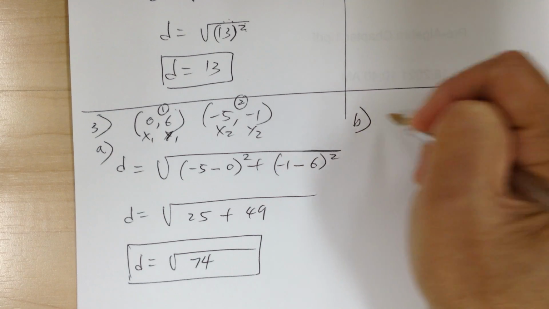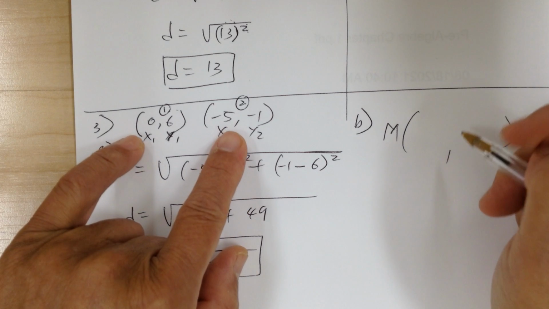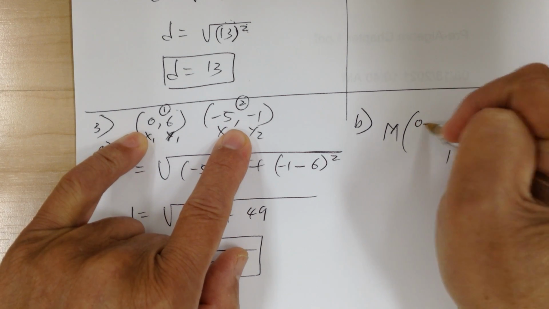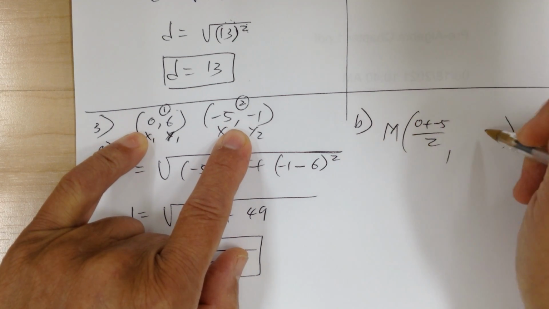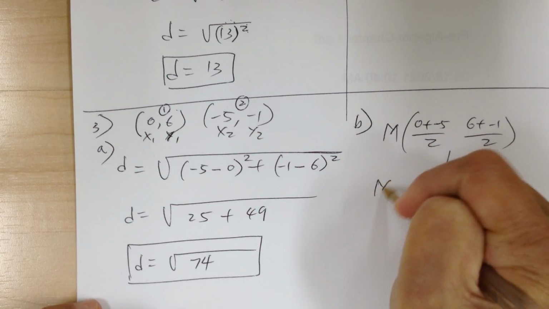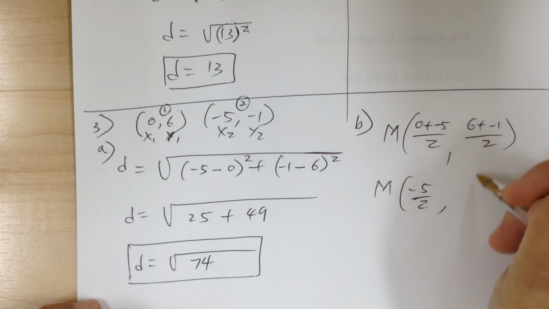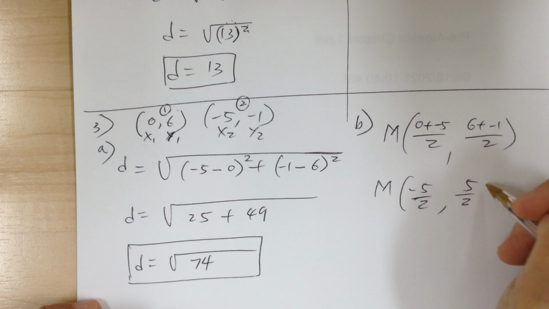Okay, for part B, the midpoint. So you can just average the two, so we've got 0 plus -5 over 2, and over here you got 6 plus -1 over 2. Okay, so the midpoint would be -5 over 2. This would be 5 over 2. Okay.